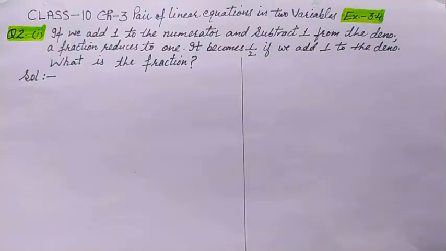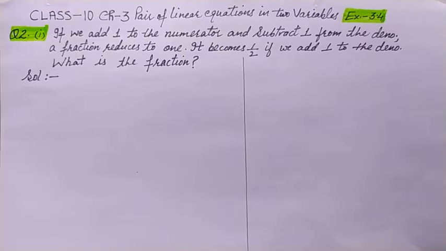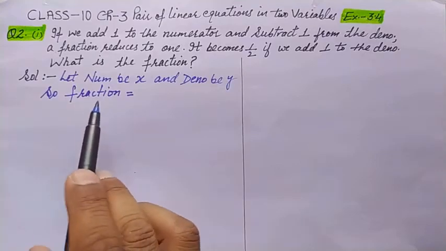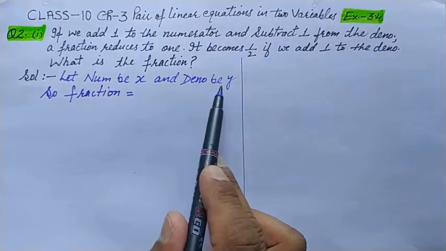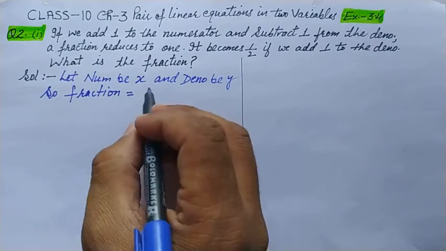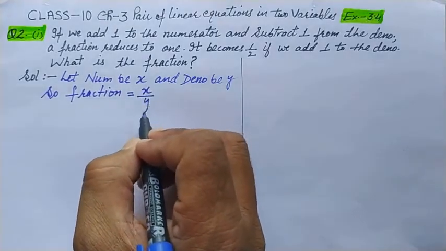This type of question, first of all we assume the numerator to be x and the denominator to be y, and then the fraction will be x over y. So let the numerator be x and the denominator be y. So the fraction will be x over y.